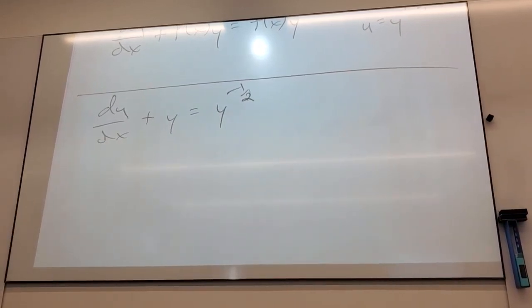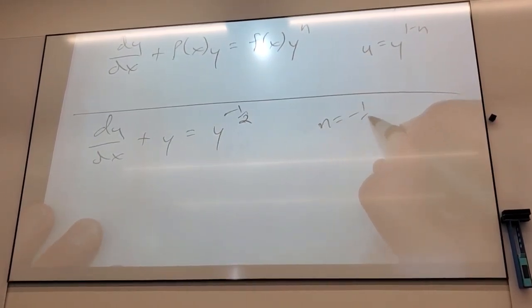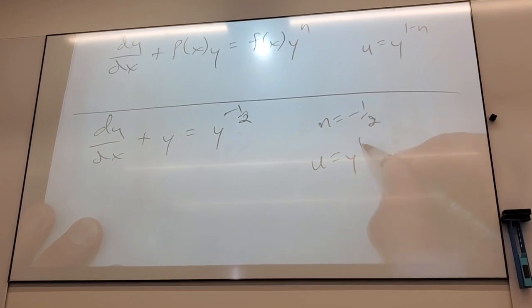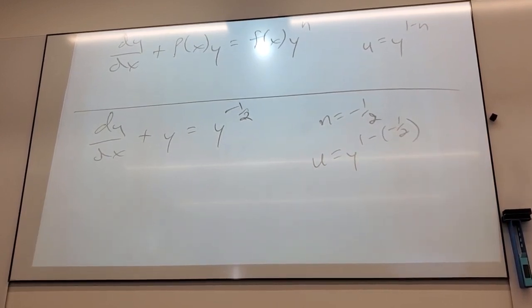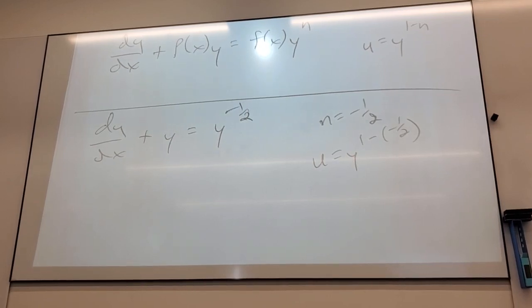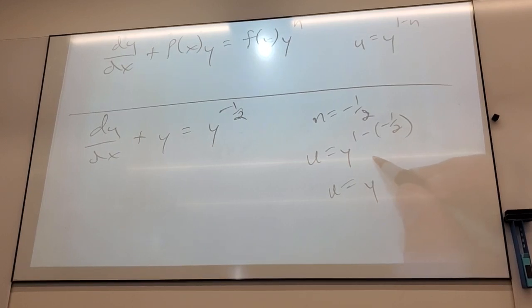So what is n in this case? Negative 1/2. So I'm going to use the substitution u equals y to the 1 minus negative 1/2. So what's u equal to then? That's crazy.